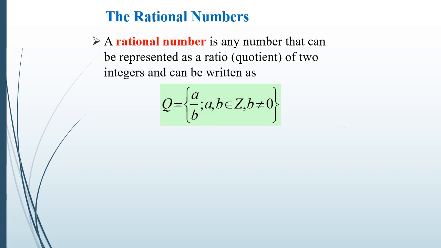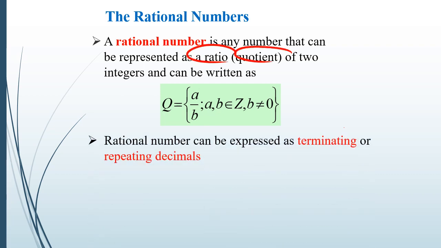How do you represent it as a fraction? What are the examples of rational number? Ratio or quotient or fraction. For example, we have 1 over 2, 3 over 4. All of these are rational numbers. Is it only in the ratio form, quotient or fraction? No, it can also be represented as a decimal.